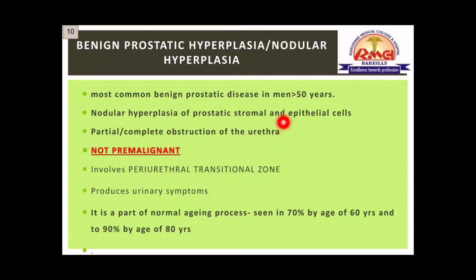And important point is that it is not a pre-malignant condition. Though the cells are proliferating, it is not susceptible to mutations causing any malignancy. So it is not a pre-malignant condition. Another very important point, from MCQ point of view and viva point of view, is which zone of prostate the BPH involves. It involves the periurethral transitional zone.